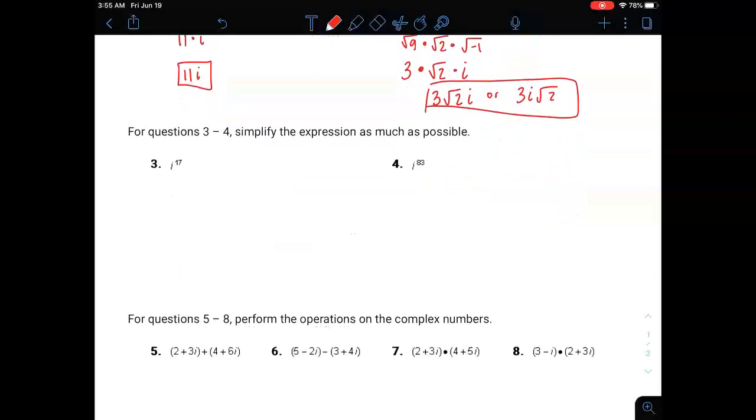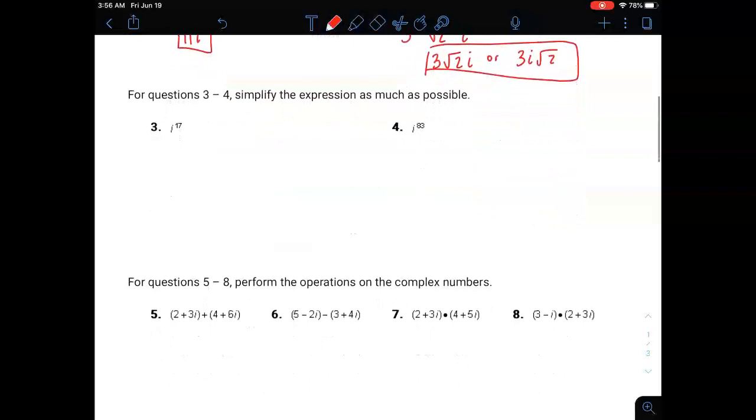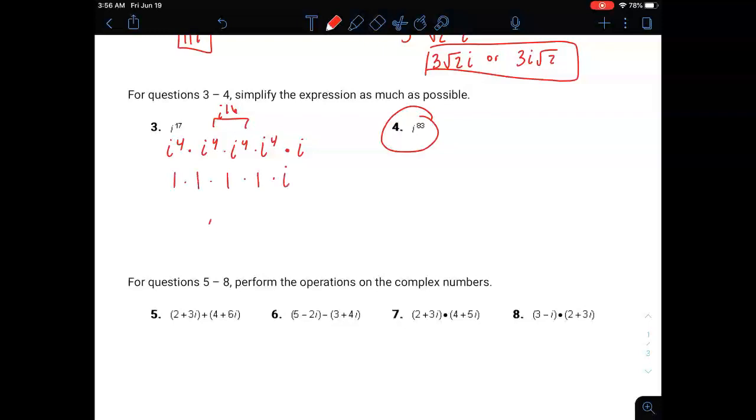All right, so for this one here, I'm going to do the first one, and then you guys can do the large one if you'd like. Basically, i to the 17th power is like saying i to the fourth times i to the fourth, four times. That gives me 16, right? All of those is i to the 16th, so I need one more multiplied by i. So again, what this is saying is 1 times 1 times 1 times 1 times 1 times i. So i to the 17th is simplified as just my lowercase i.